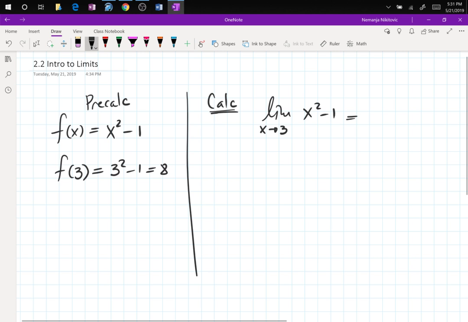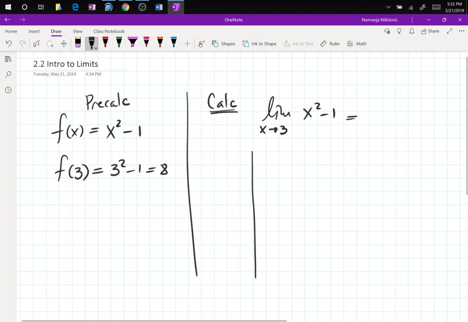So now when I say x approaches 3, I literally mean x approaches 3. X is moving on the x-axis, taking all of the values, moving towards 3. And you can approach 3 from two different sides. You can approach it from the left or from the right, from number 2 or from number 4. Direction is important.